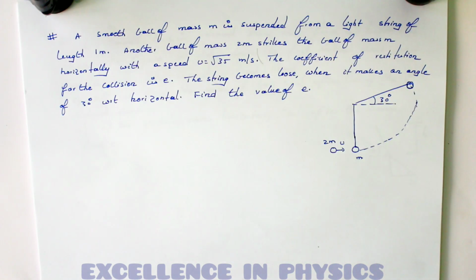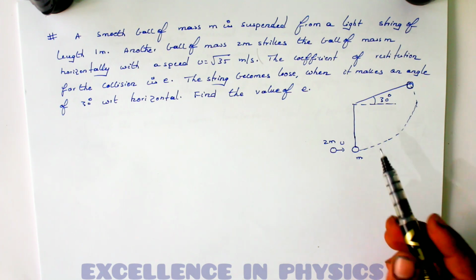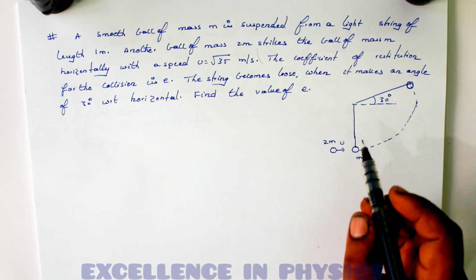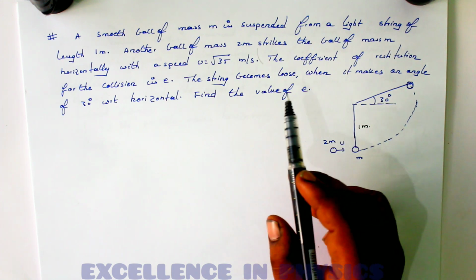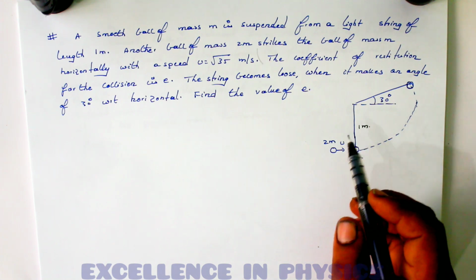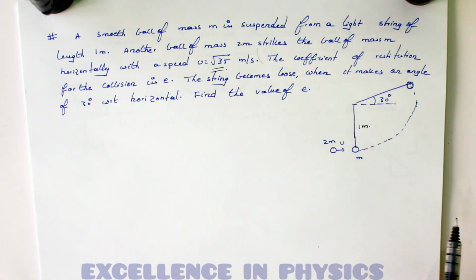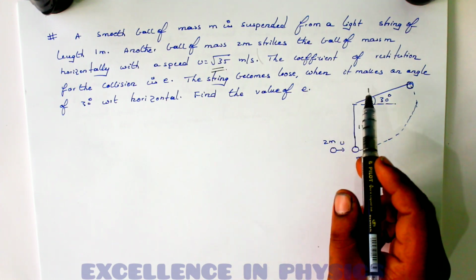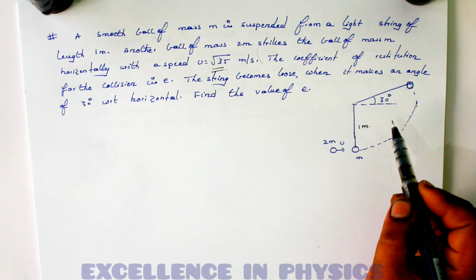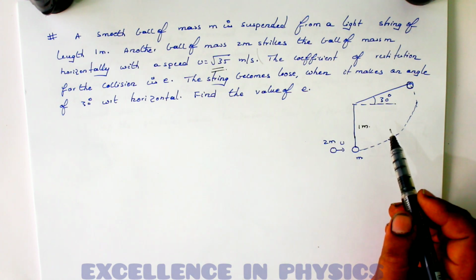Now let us see the next question. A smooth ball of mass m is suspended from a light string of length 1 meter. Another ball of mass 2m strikes the ball of mass m with a horizontal speed of u equal to root 35 meters per second. The coefficient of restitution is E. The string becomes loose when it makes an angle of 30 degrees with the horizontal. Then find out the value of E that we are supposed to find out here.